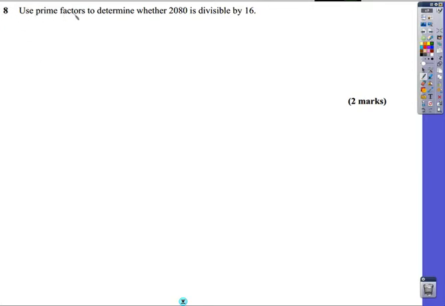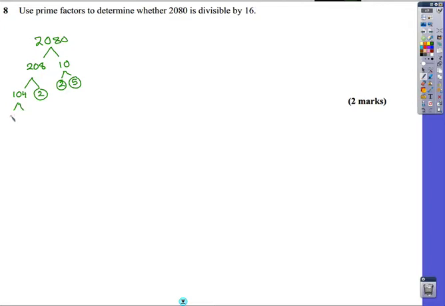Question 8. Use prime factors to determine whether 2080 is divisible by 16. Now remember, if it's divisible by 16, that means 16 is a factor of 2080. It's telling us to use prime factors. This is worth 2 marks. So let's start by working out its factor tree. Something really easy: 208 times 10 is 2080. 10 is 2 and 5. Prime, circle them.